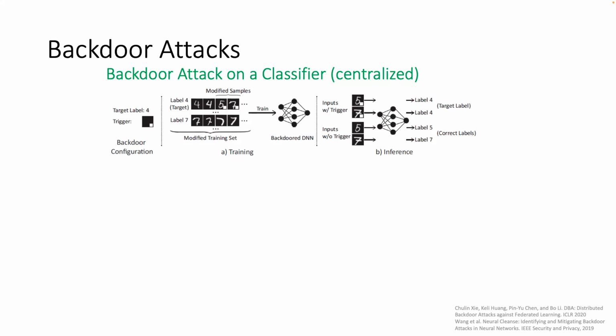So because of the memorization effect of neural nets, at test time, if you present an input with the trigger pattern, the model will say it's a digit 4, regardless of the actual content. This is expected, because at training time we are saying any image with this trigger pattern is a 4. So the model learns the wrong association between the trigger pattern and the label 4, and at test time any image with this trigger pattern will be predicted as a 4.